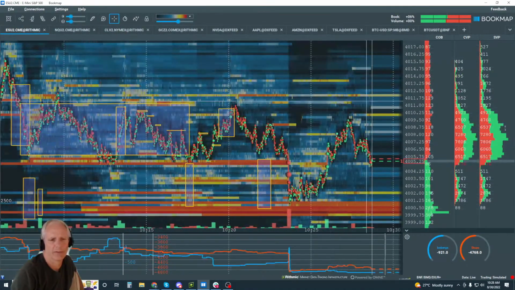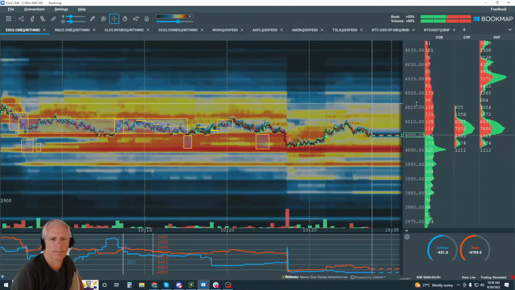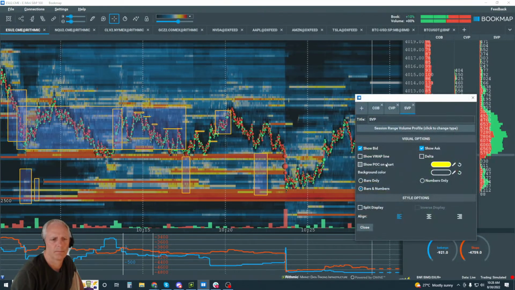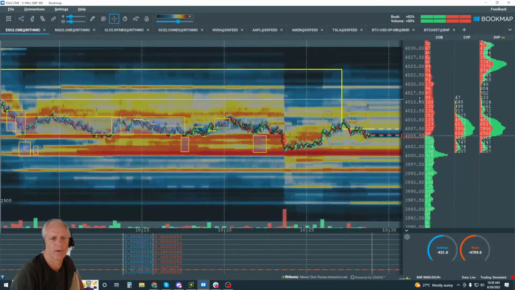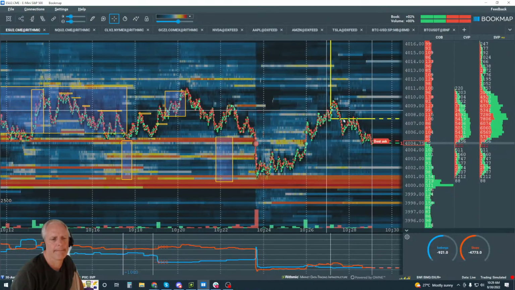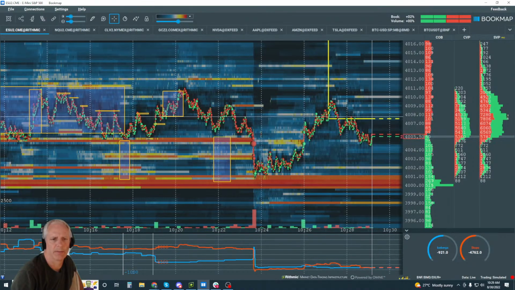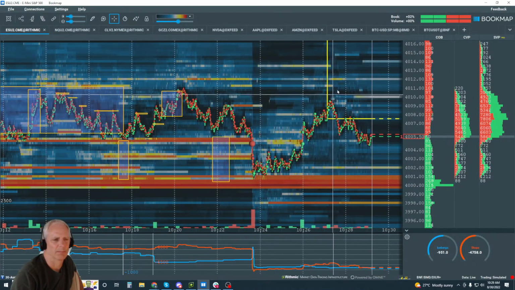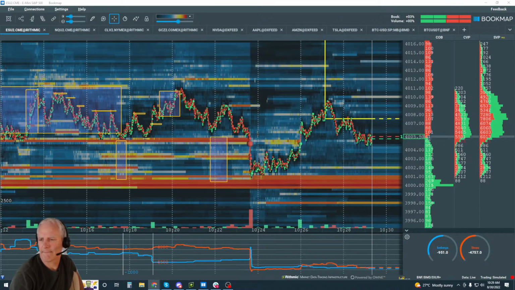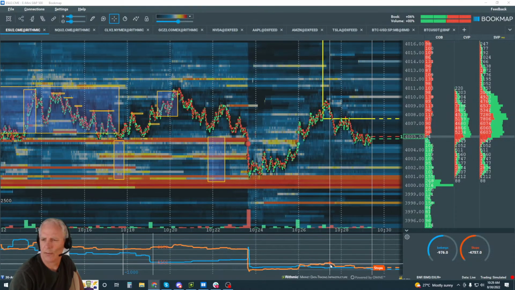Okay, we got a POC shift. Banging around back and forth between these two, I guess. Oh, okay. No, from way up here, from here down to here. These were pretty close. Now this one's the biggest. These are the stops down here. Oh boy.